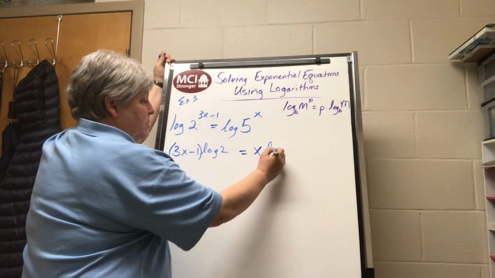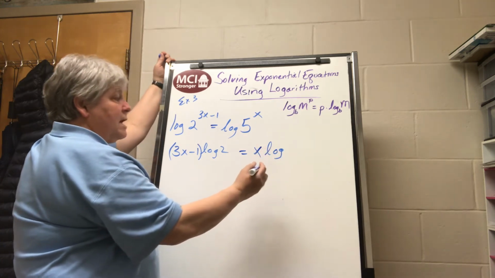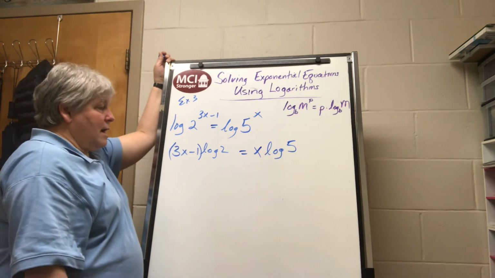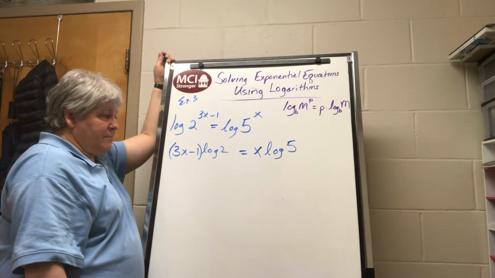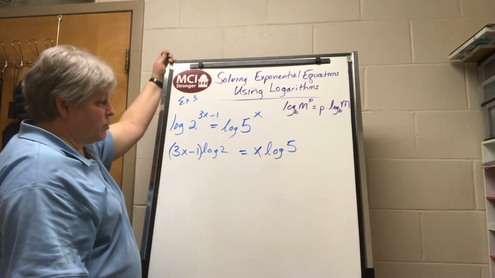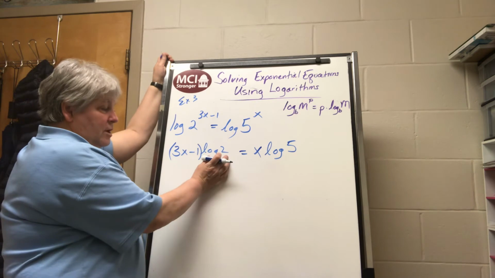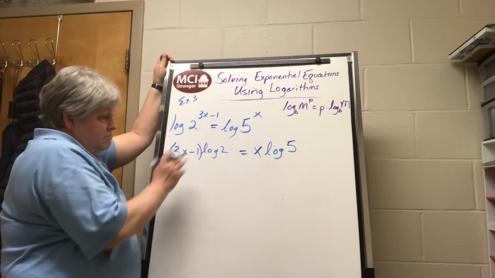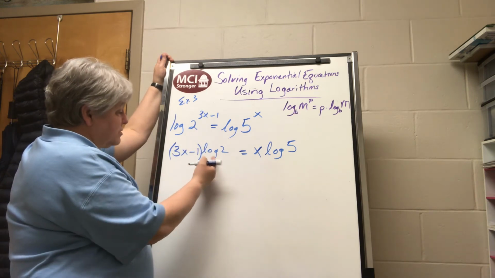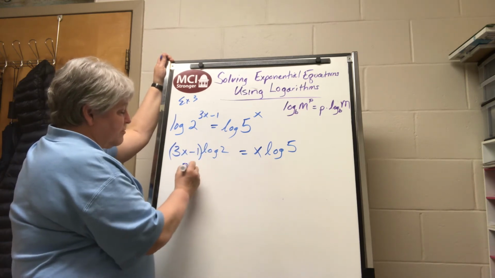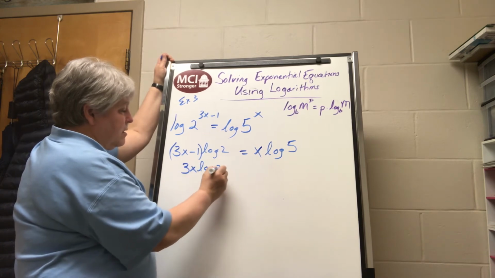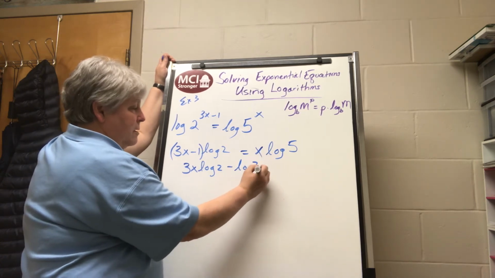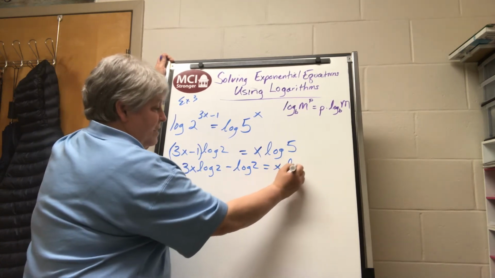And just so you know, there can be slight variations in the order that people do things in. I think what I'll do this time, just to show you it can be done this way, is this is just a number. This is like a 7. If I took a 7 and distributed it to both terms, that's a legal thing to do. I'm going to take the log 2 and distribute it to both terms. 3x log 2 minus, and then log 2 times that. Over here we have the x log 5.